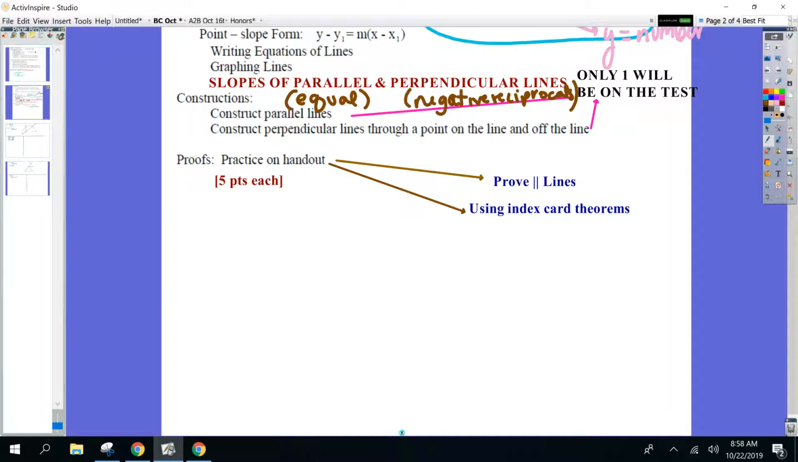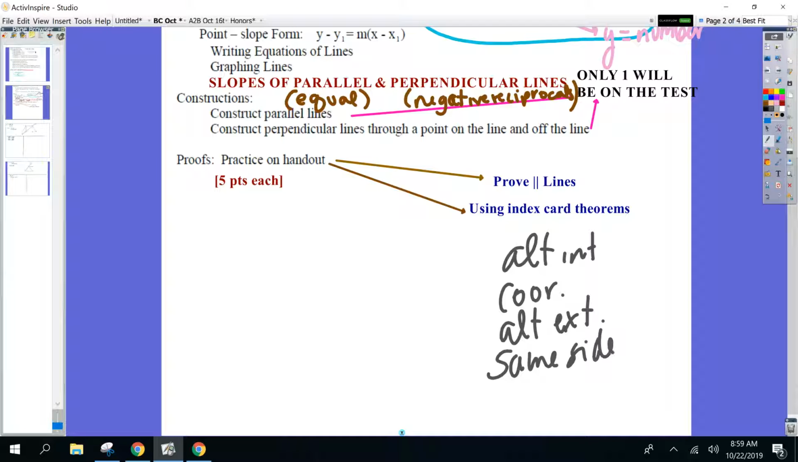And then finally, 2 proofs, 5 points each. Guys, I am letting you know exactly what the proofs are. The first proof you'll have to do, the proof statement will say, prove these 2 lines parallel. So while we're here, can we please list all the different types of angles formed by parallel lines? Here we go. Alternate interior. Corresponding. Alternate exterior. Same side interior, and same side exterior.